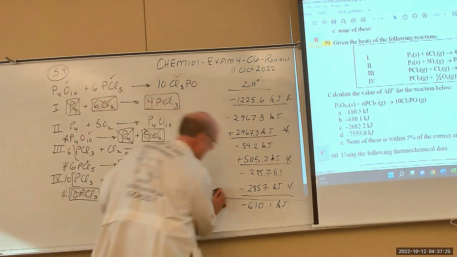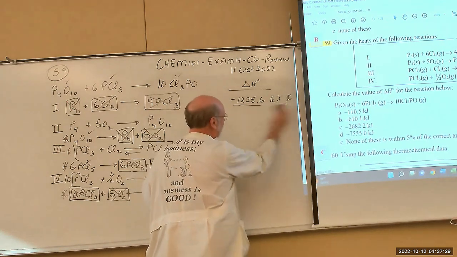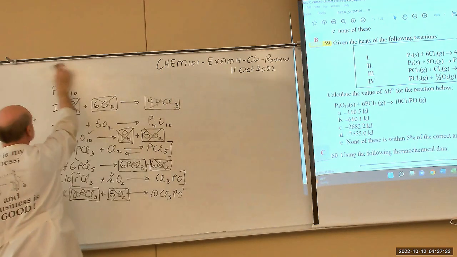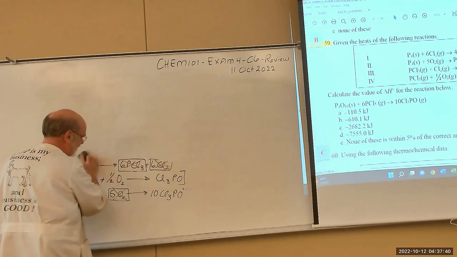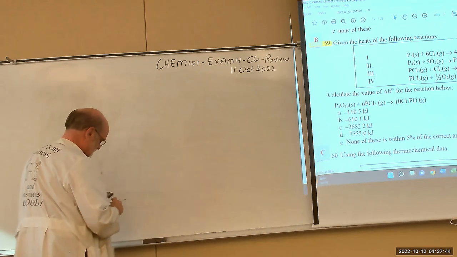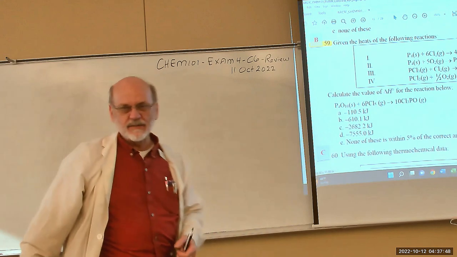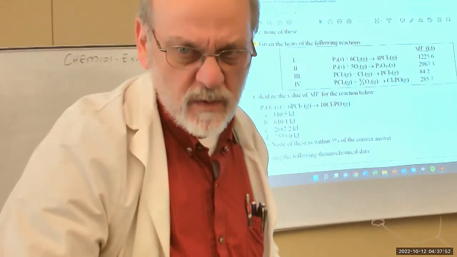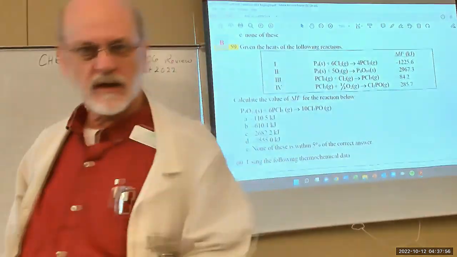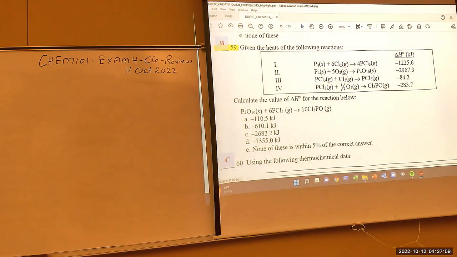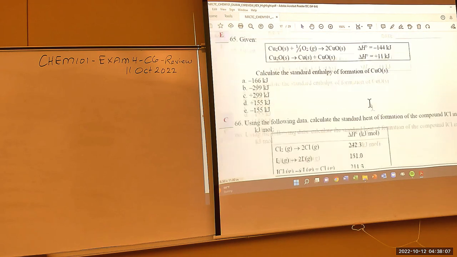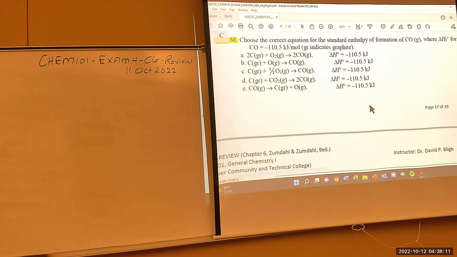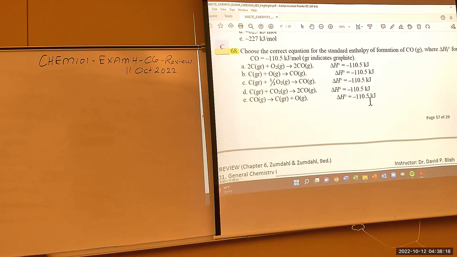Number 59. All right. Now, let me swing this back around so we can see the whole. There we go. And I'll only tilt it if I need it. Next one. All right. Here's another Hess's law.